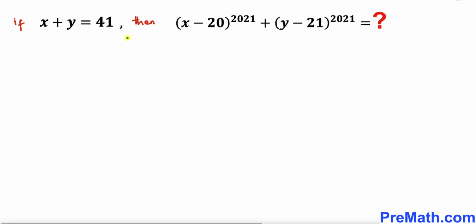Welcome to PreMath. In this video, we have x plus y equals 41, and we are going to find the value of (x minus 20) raised to the power 2021 plus (y minus 21) raised to the power 2021.